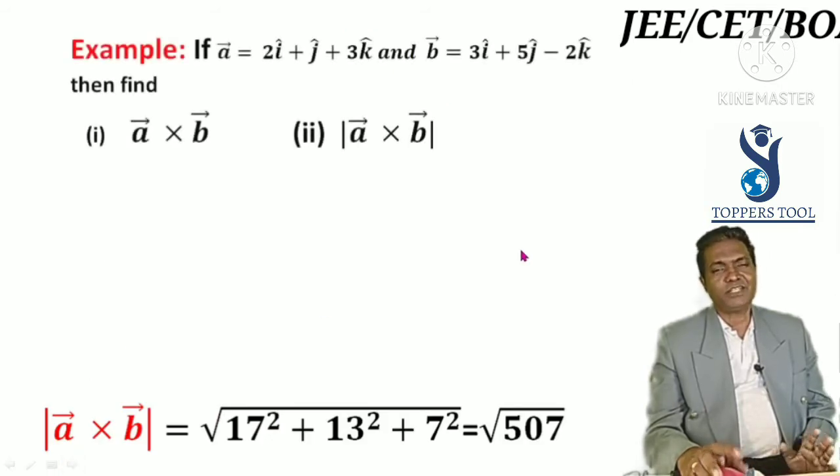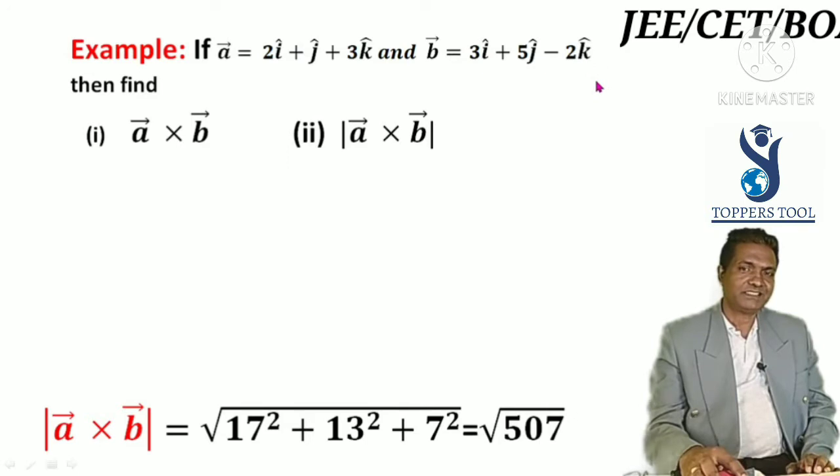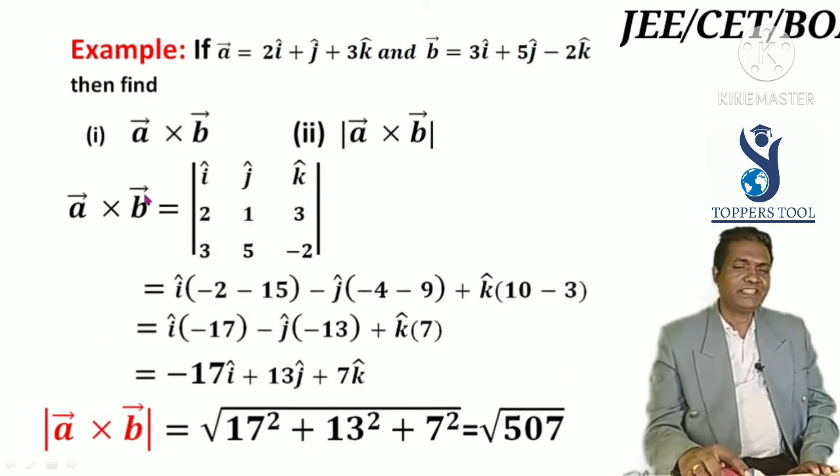Problems are going to start with an easy one. Here vector A is given as this and vector B is given as this, and you are asked to find A cross B and its magnitude. Very easy. Write the formula for A cross B in the component form, in the form of i, j, k. So here is the formula.